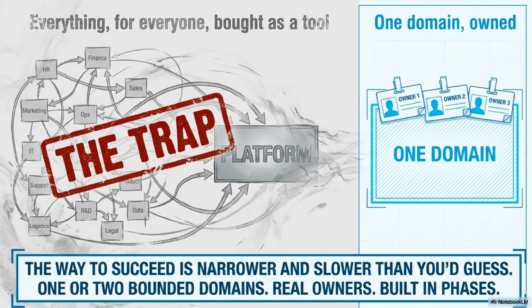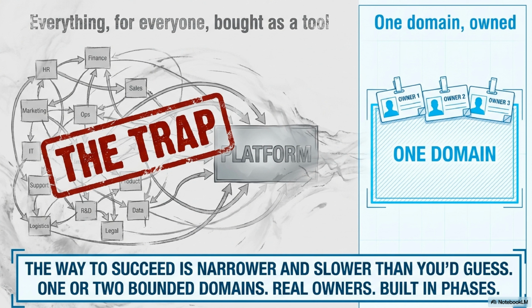Here's the trap, and it's seductive because it feels decisive. You scope the context graph as one enormous program. Every domain, every line of business, one big tool purchase to make it real. And it stalls. Nobody owns any single definition. The conflicts are too many to resolve. The tool ships and the content rots inside it because the hard part was never the tool.